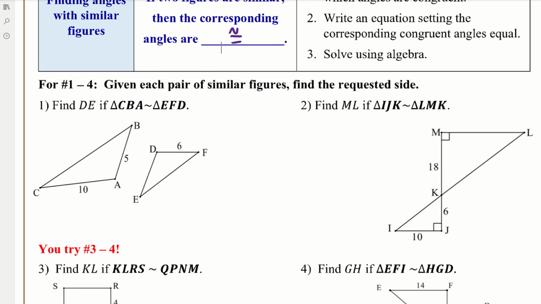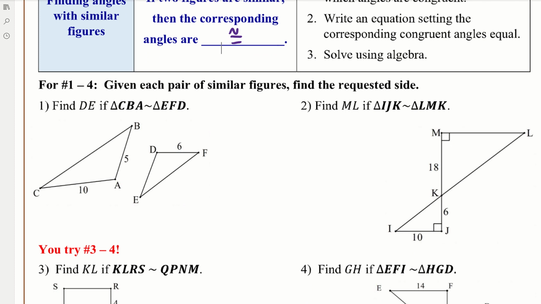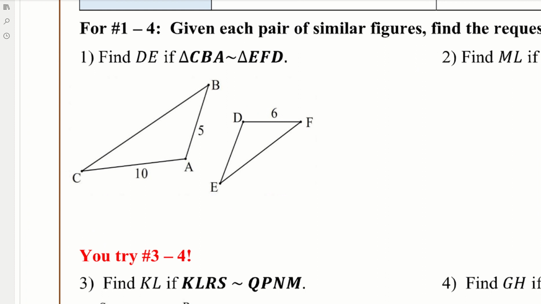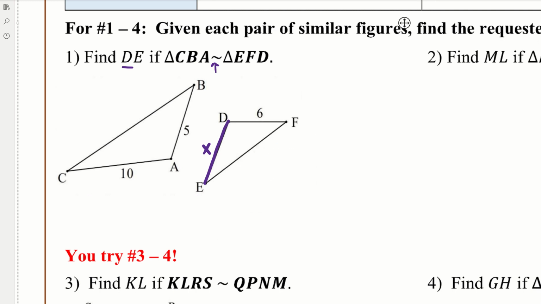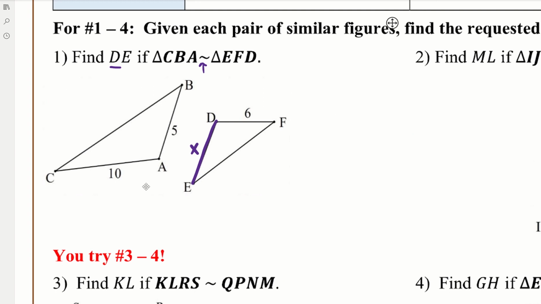so let's look at problems 1 through 4. Given each pair of similar figures, we're going to find the requested side. So we're going to find DE. Where is DE? DE is right here. I like to put a variable in when I don't know that side. I'm going to go ahead and give it an X. So I know that CBA is similar to EFD. So I need to set up a proportion in order to solve for DE, my variable.